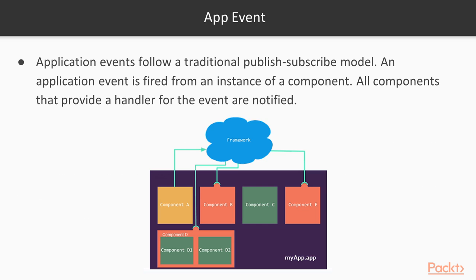Well, what is an application event? Application events follow a traditional publish-subscribe model. An application event is fired from an instance of a component. Already we have seen a custom component event. All components that have handlers for that event will be notified. For example, here you see component A is firing an application event. The entire framework has some components, out of which component B and component D have the handlers for that event.